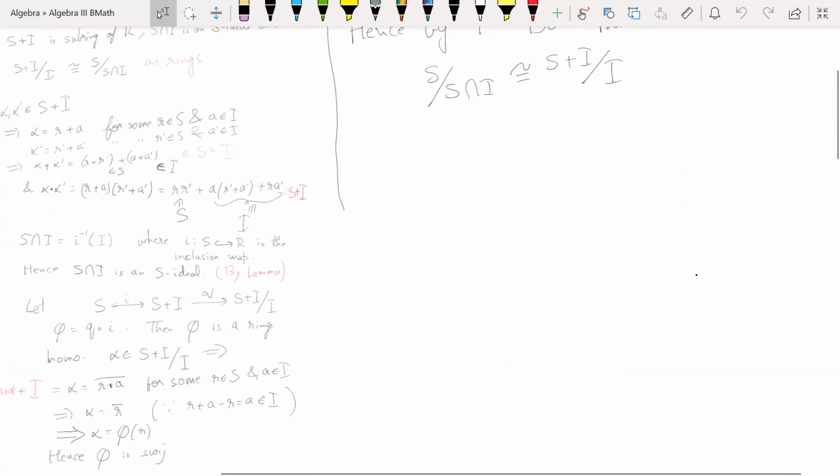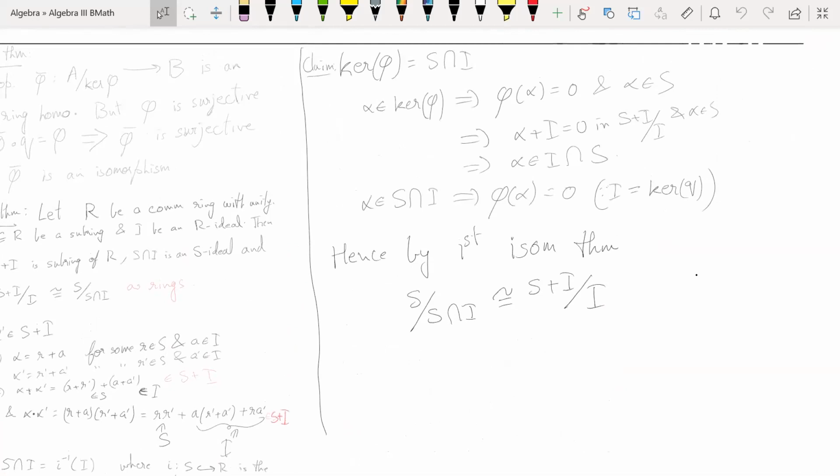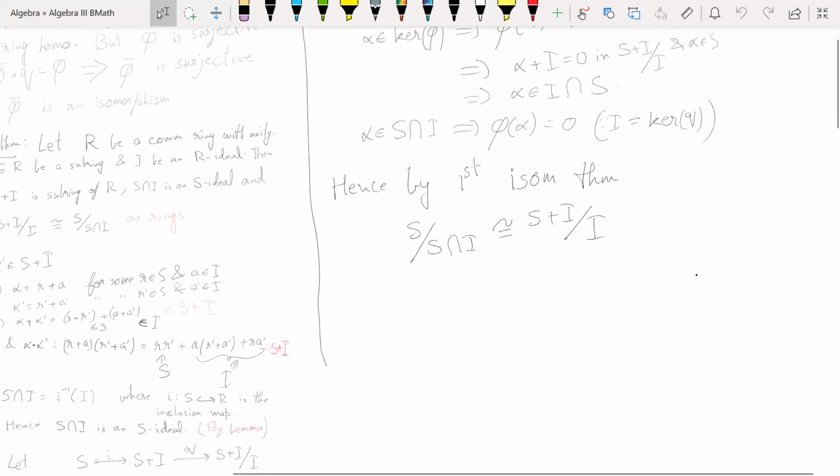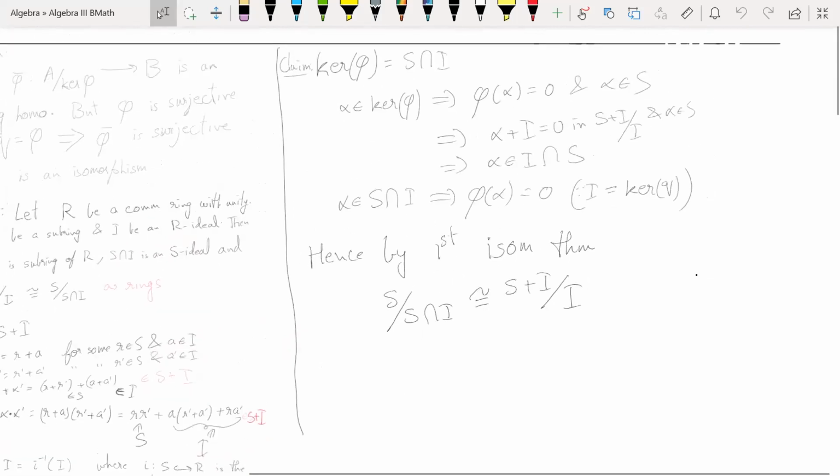Okay. So now we compute the kernel of phi. So the claim is that the kernel of phi is S intersection I. So that also is easy to check. So remember, phi is this inclusion mod this quotient. So of course if you take something alpha in the kernel of phi.